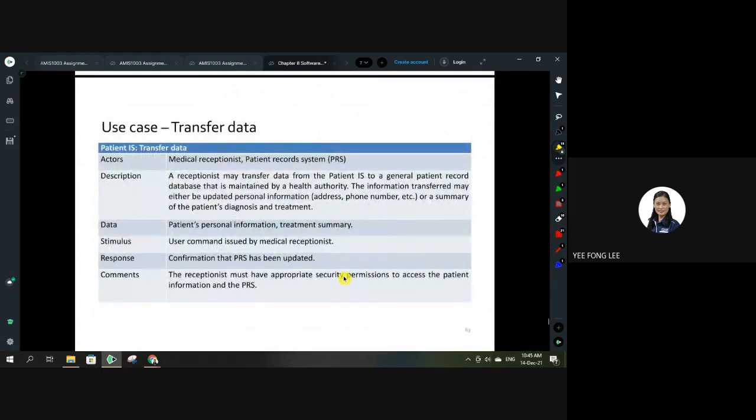Next one, this table looks at the use case transfer data. There are two tables here. One is the original description for the transfer data use case, and the other one is with additions, the additions of misuse case descriptions. We'll go through the differences, transfer data and also misuse case. Next slide. Slide number 64 here.